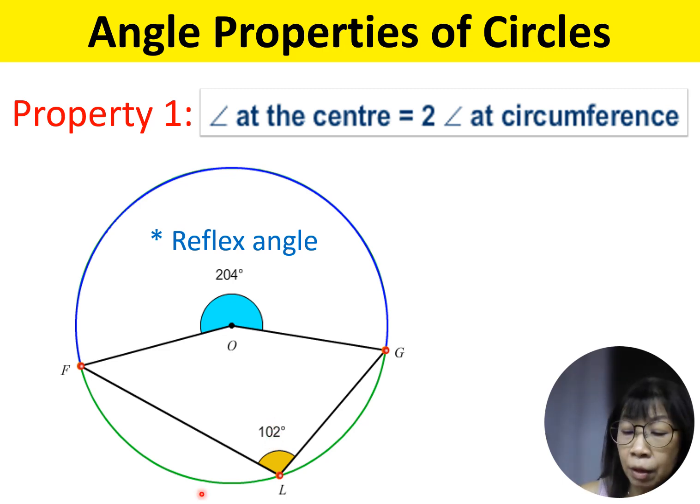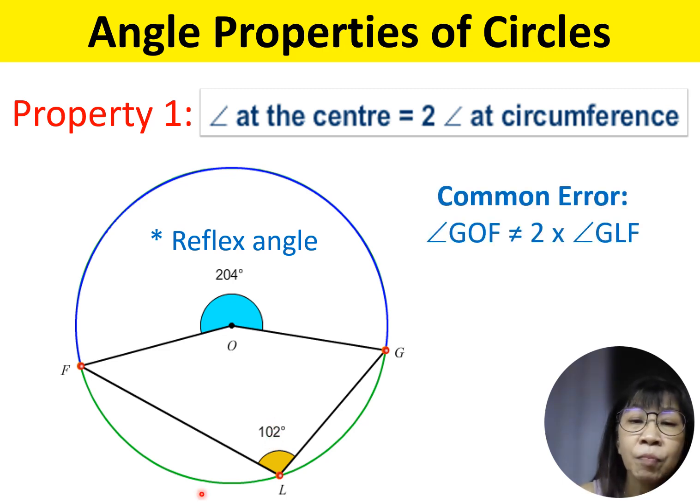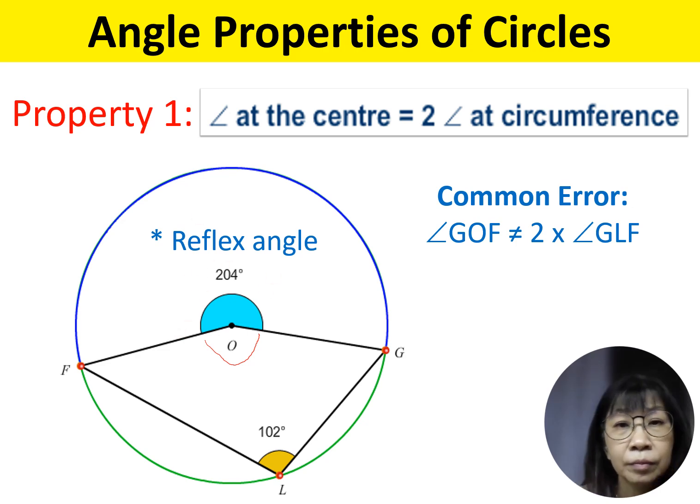The common error that a lot of students make is to say that angle GOF, which is this angle here, is 2 times angle GLF. Do take note, this angle GOF is not 2 times angle GLF. To apply angle at the center equals 2 times angle at the circumference for this type of diagram, it has to be the reflex angle.